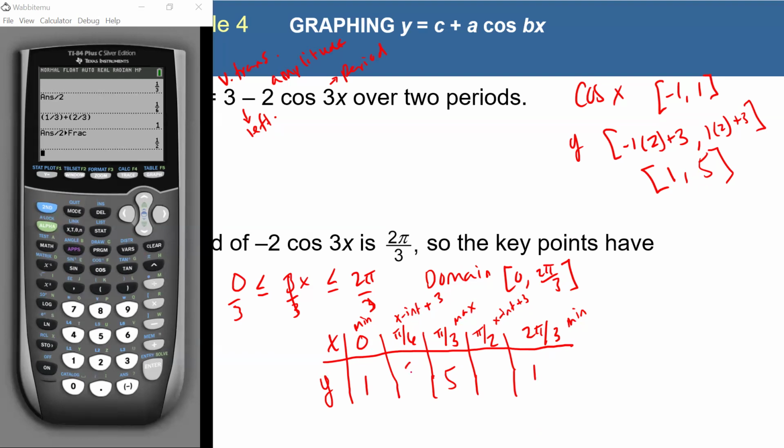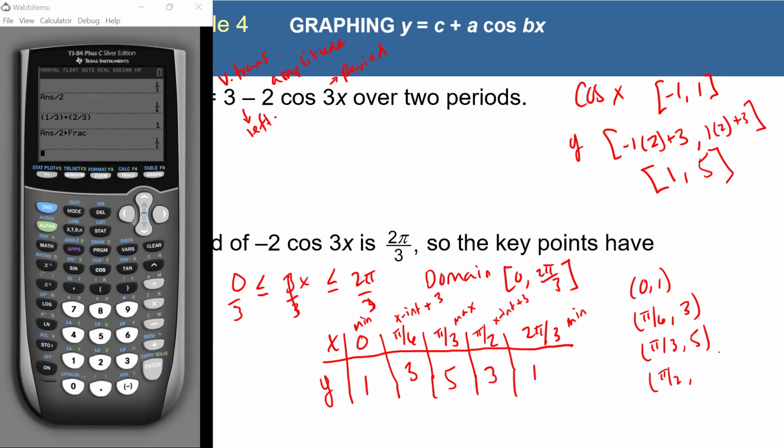0 plus 3 is 3. So my key points on my graph are 0, 1; pi over 6, 3; pi over 3, 5; pi over 2, 3; and then 2 pi over 3, 1.